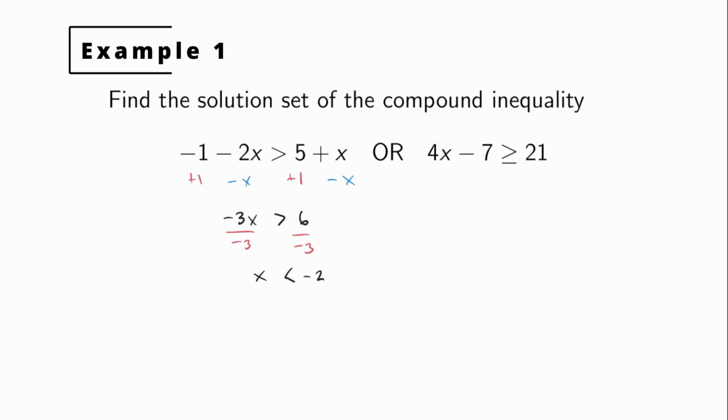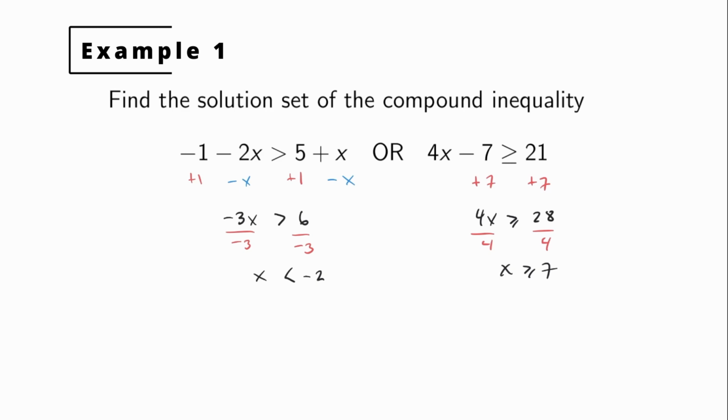And then we have to do the same thing on the right inequality. So add 7 to both sides. That gives us 4x is greater than or equal to 28. Divide both sides by 4, and we get x is greater than or equal to 7. So x is less than negative 2 or x is greater than or equal to 7. So that's our solution set.